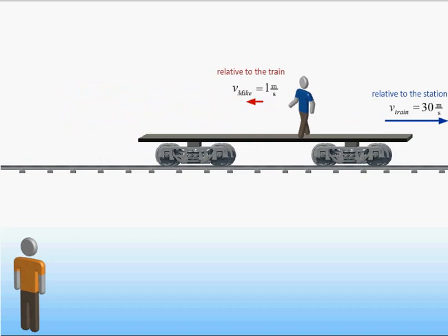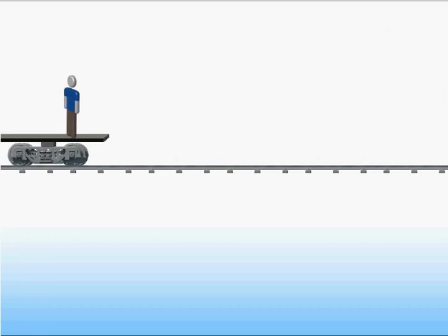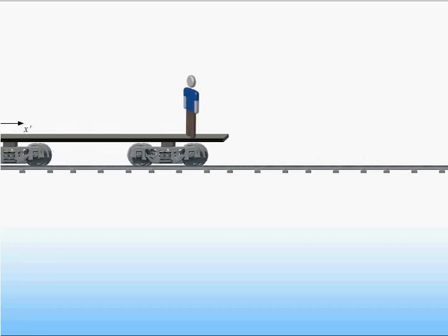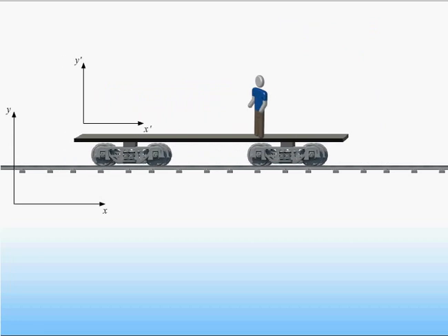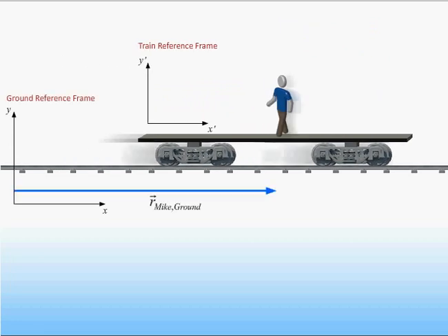Intuitively, you probably realize the answer is 29 meters per second, but it's useful to develop, in this one-dimensional example, a procedure that can be easily generalized to the more non-intuitive cases that involve 2 or 3 dimensions. We start by drawing the displacement vectors of Mike in the two reference frames we have here, the train and the ground. At any time, the displacement of Mike with respect to the ground is just equal to the displacement of Mike with respect to the train plus the displacement of the train's origin with respect to the ground's origin.